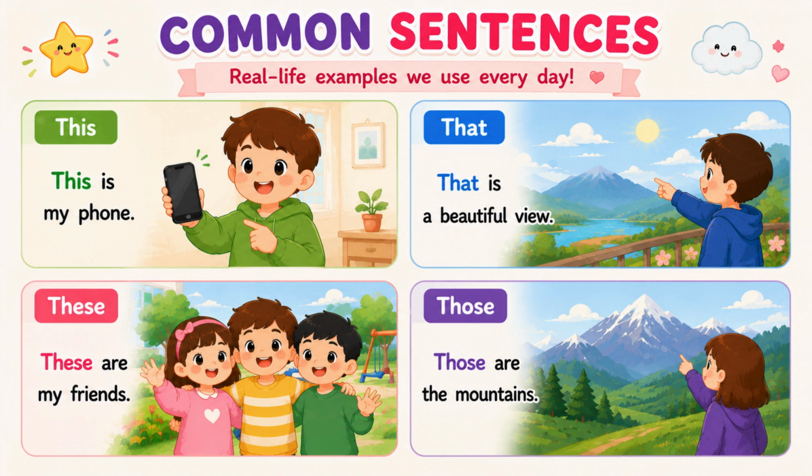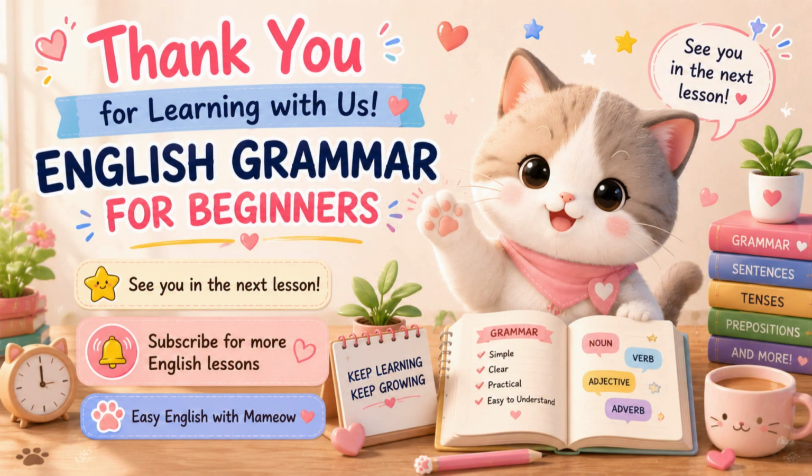Great job. Today we learned this, that, these, those. We learned that this is for something near us. That is for something far from us. These is for things near us. Those is for things far from us. We also learned that this and that are used with singular nouns. These and those are used with plural nouns.